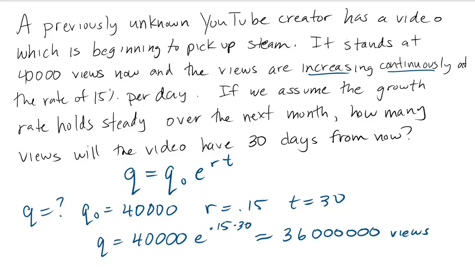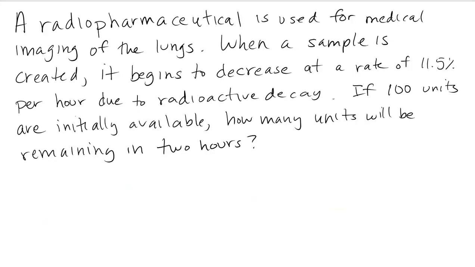Let's do an example with decay. This says, a radiopharmaceutical is used for medical imaging of the lungs. When a sample is created, it begins to decrease at a rate of 11.5% per hour due to radioactive decay. If 100 units are initially available, how many units will be remaining in 2 hours?